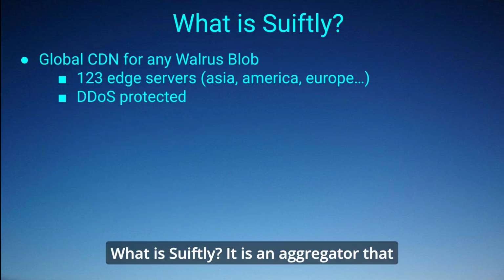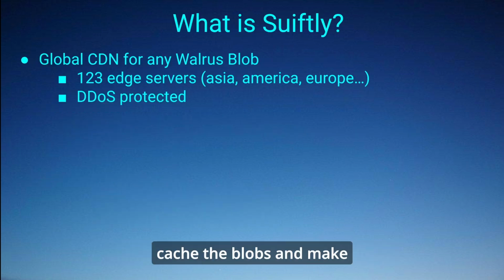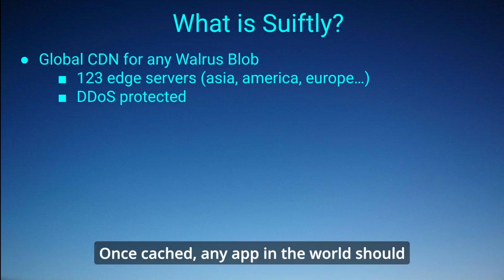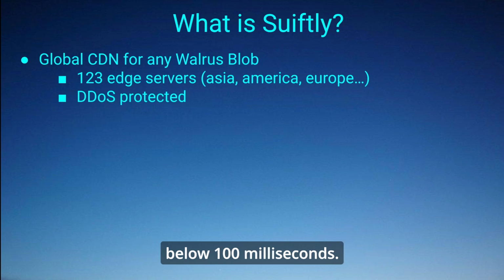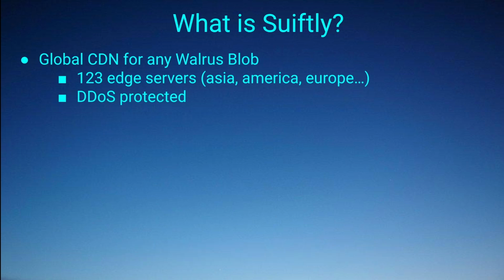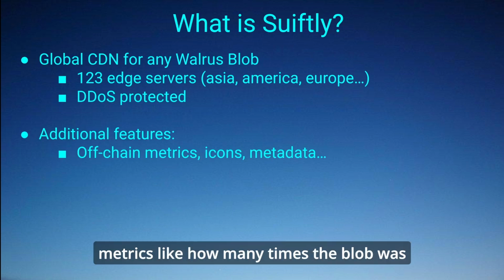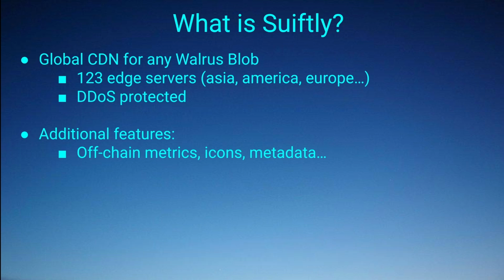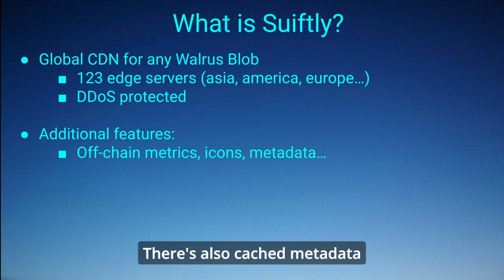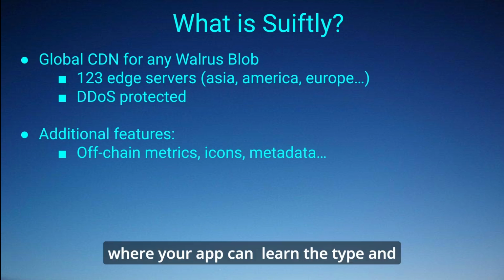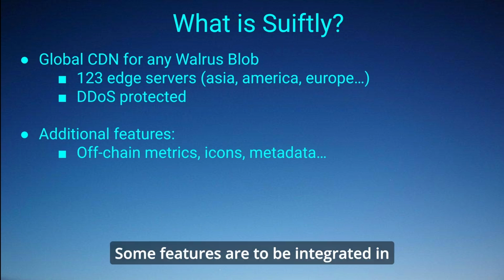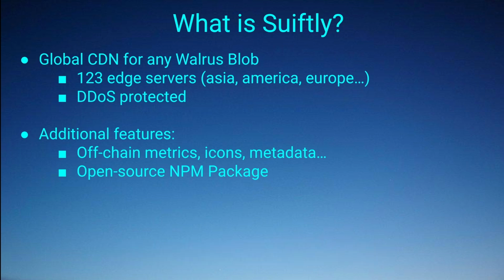What is Suiftly? It is an aggregator that caches the blobs and makes them accessible on a global CDN. Once cached, any app in the world should be able to reload the same blob in well below 100 milliseconds. In addition, Suiftly also provides metrics, like how many times the blob was loaded, and you can choose even faster image loading with pre-compressed icons. There's also cached metadata, where your app can learn the type and size of a blob even before trying to load it. Some features are to be integrated in your app with a simple NPM package.